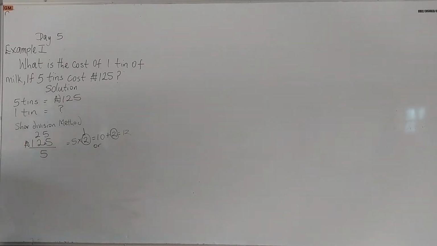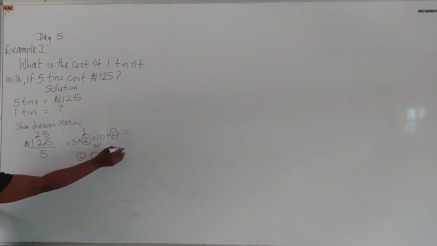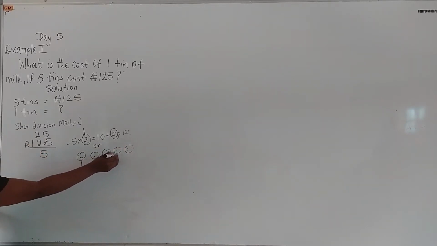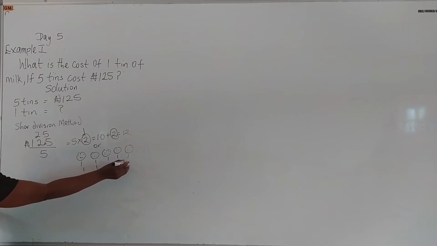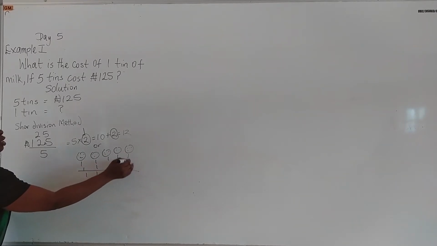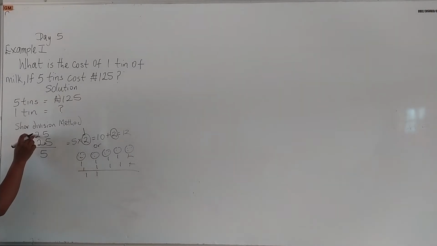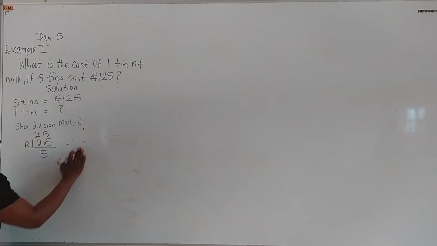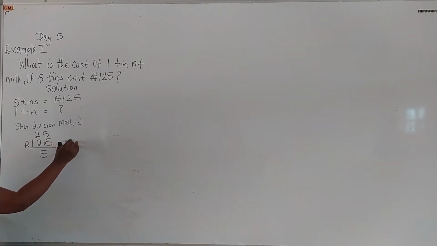5 heads. That is 5 people sharing 12 oranges. Watch it. 5 heads sharing 12 oranges. 1, 2, 3, 4, 5, 6, 7, 8, 9, 10, 11, 12. Each got 2. That's the 2. Remainder 2. Put your 2 here. When you divide, you get 5. Okay? So your answer is 25 naira.